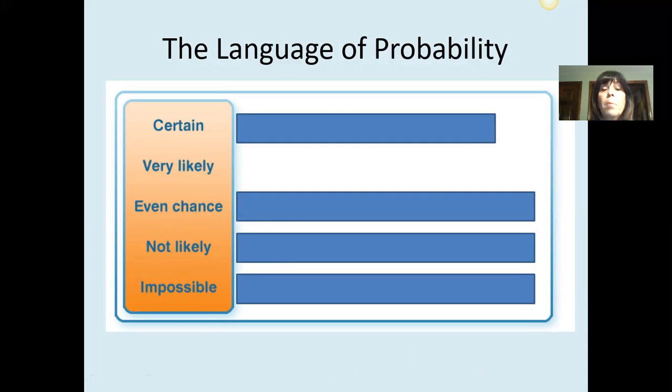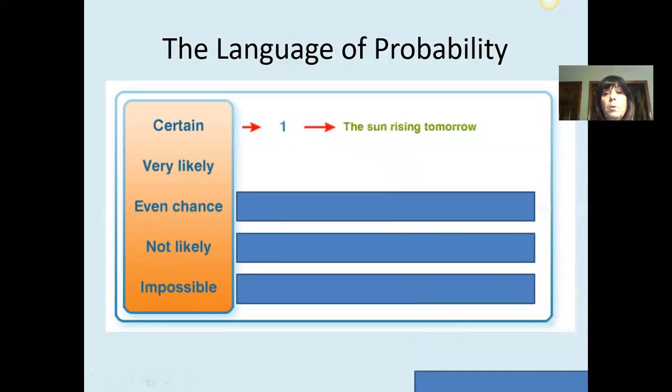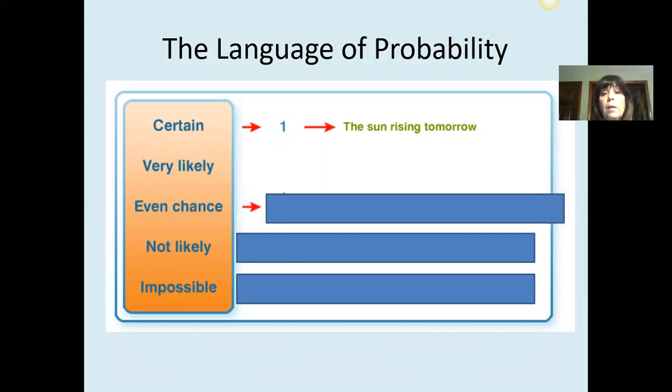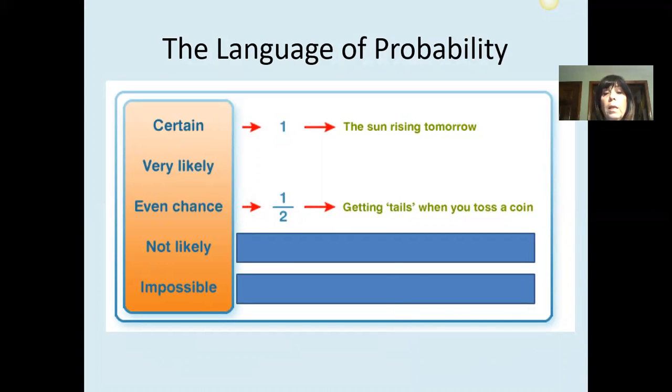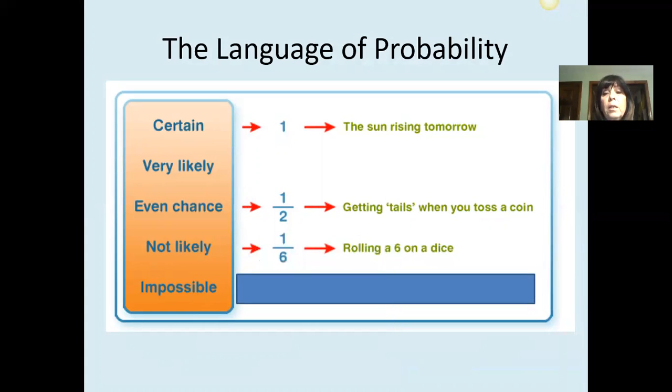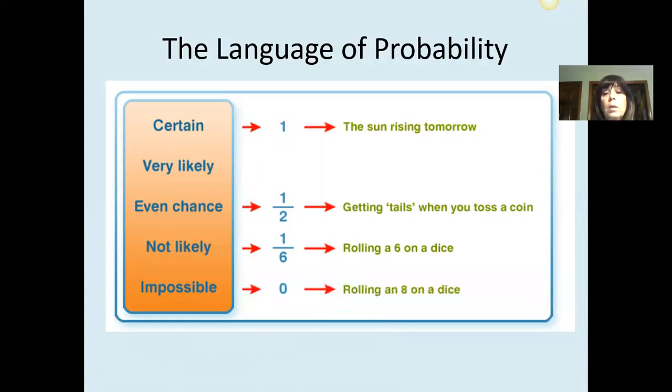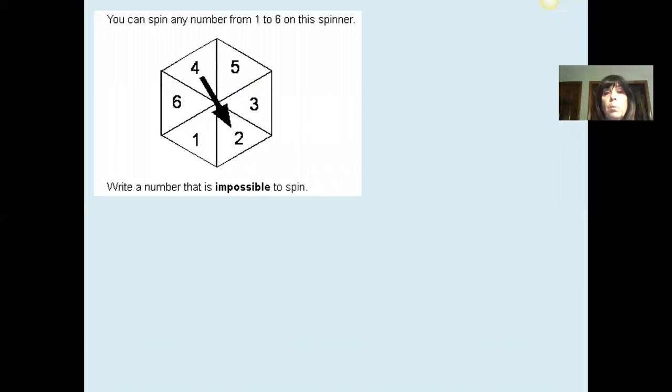Very likely will have a high probability, which means a high fraction. Even chance means 1 out of 2 or 50%. Not likely, that will be a low probability or low percentage, and impossible will be a 0. So some examples: the sun will be rising tomorrow. It will rise even though we might not see it, so that is a certain probability. An even chance, getting a tail when you toss a coin, that's 1 chance out of 2. Something that's not likely, rolling a 6 on a die. So again, that's 1 chance out of 6, so that's not very likely. And impossible, rolling an 8 on a die, you can't really do it, so you would get a 0 probability.